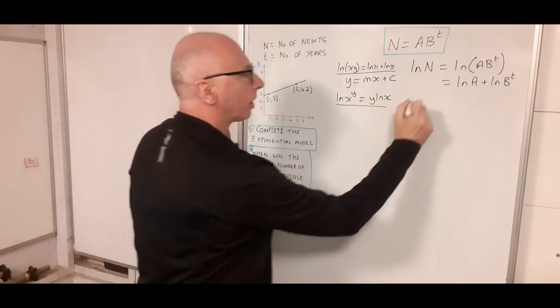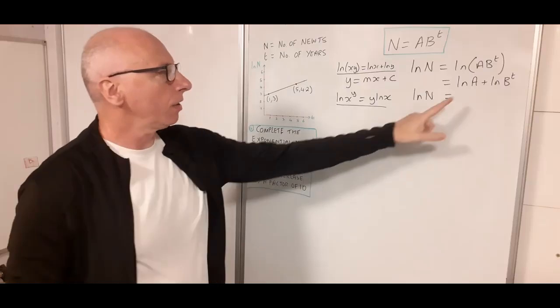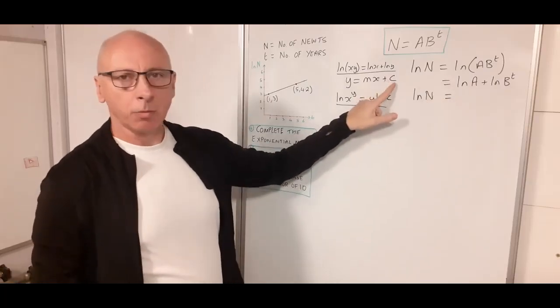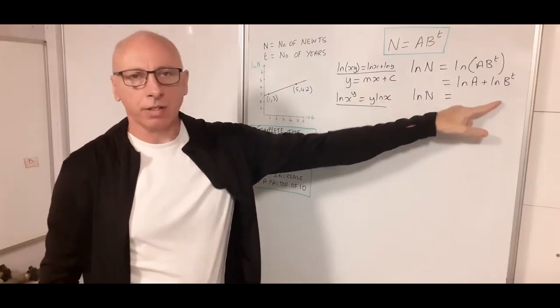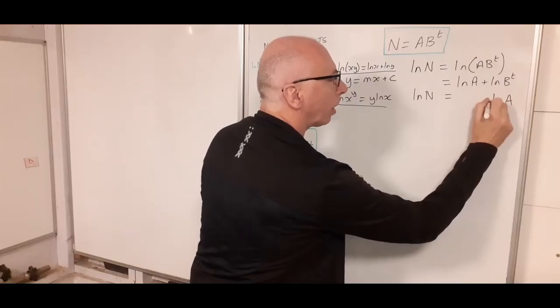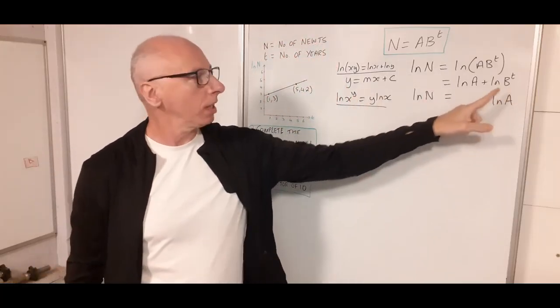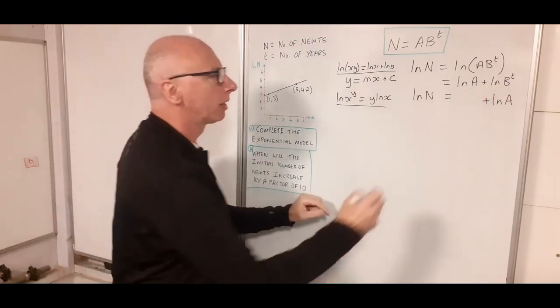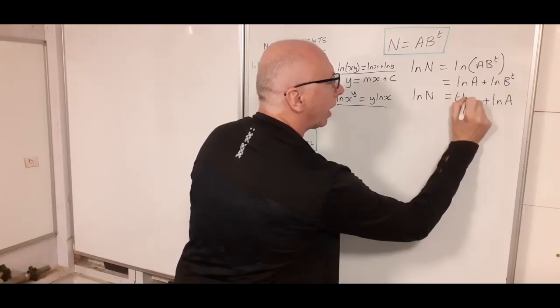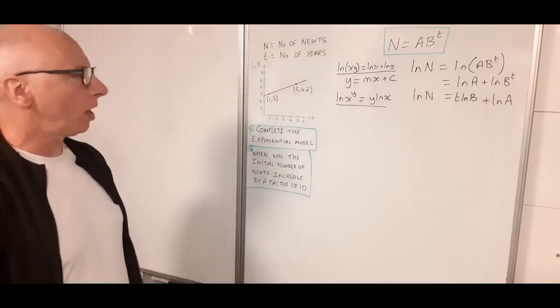And now I've got natural log of n. Now this log of a, that could be my c value. So I'm going to put that to the right hand side, keep my plus sign. And then here when I've got x to the y, I can just bring my t to the front and multiply by ln b. So t ln b. Okay, so that's what I've got.